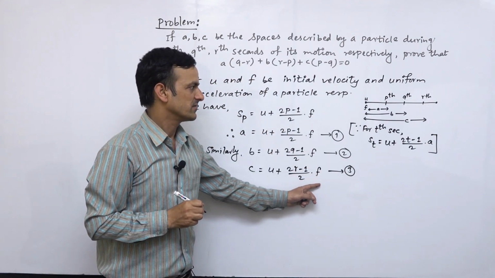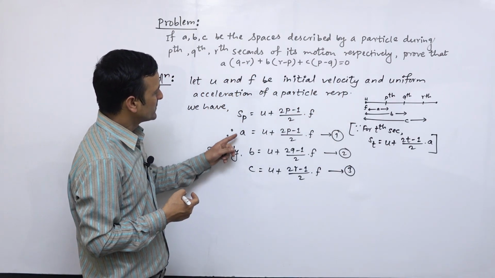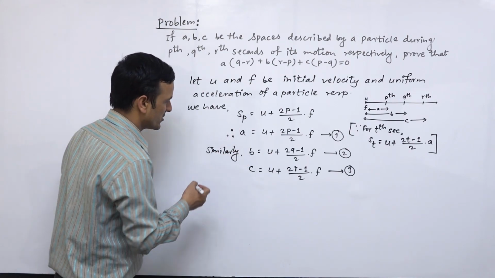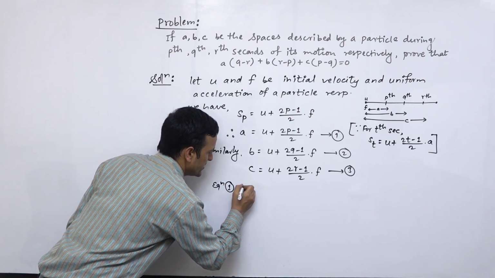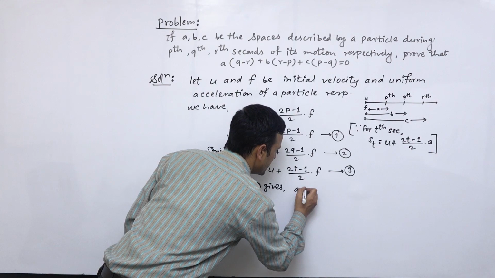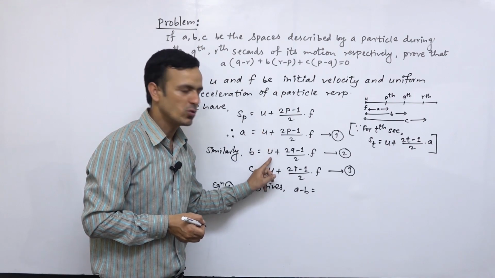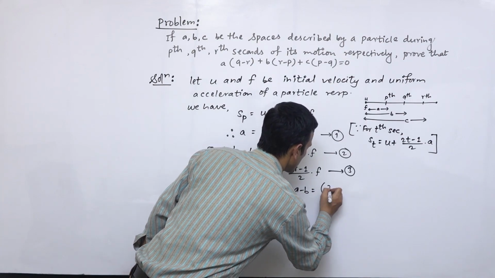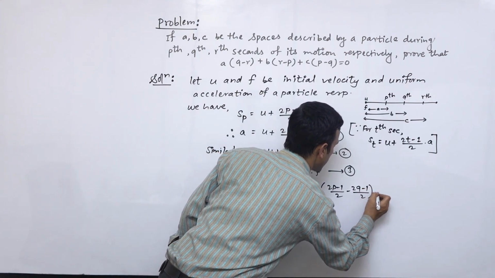So these are the equations which are formulated from this formula. Now we can subtract equation 1 and 2. So 1 minus 2 gives one of the results. Equation 1 minus equation 2 gives a minus b is equal to this minus this. U and u cancel, and now we can take out the common factor. So here (2p minus 1) divided by 2 minus (2q minus 1) divided by 2, times f.